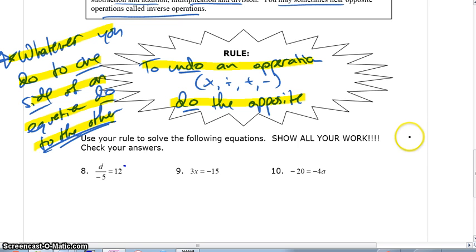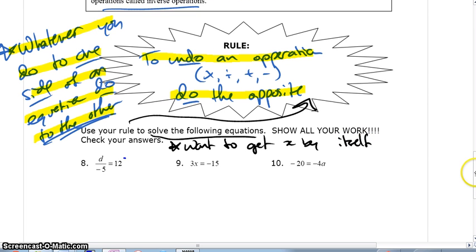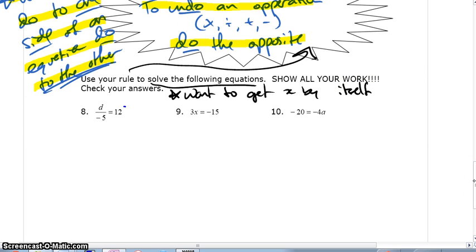So down here, again, it says solve the following equations. We're going to use our rule. There's our rule. We also want to get x by itself. Now I'm going to do one and let you try the last couple. So we're going to do d together. And we always have to think about what's happening to x right now. Right now, or this isn't x, this is a d, sorry. Right now, d is being divided by negative 5.